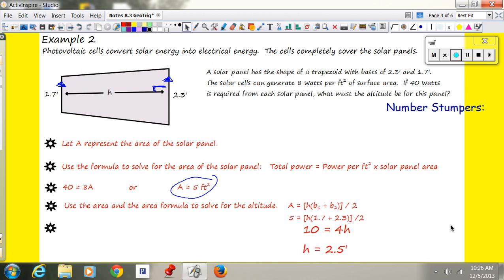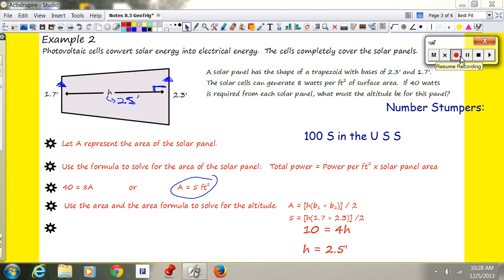I divided by 4 and I got h is 2.5. So 2.5 feet would be my height. I can even write that in over here if I wanted to. h is 2.5 feet. Now if I use this height and these two bases and I found the area, my area would be 5 because I solved for that already. I got 5. Moving on.